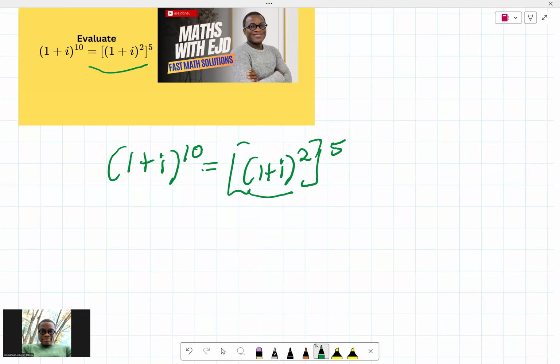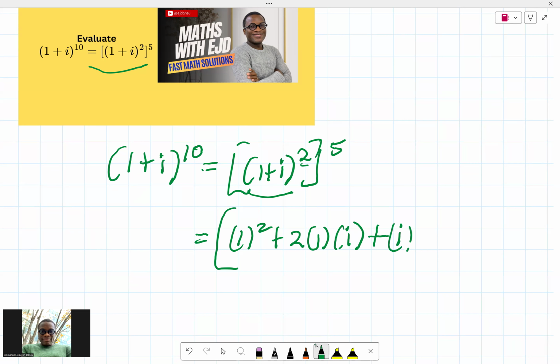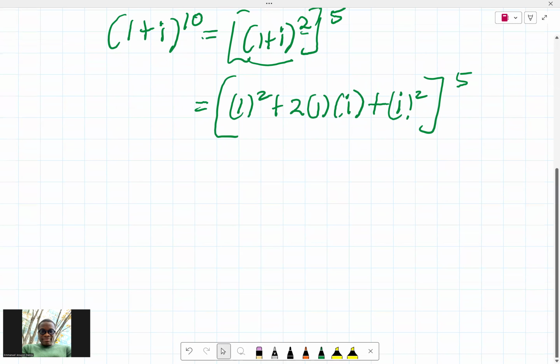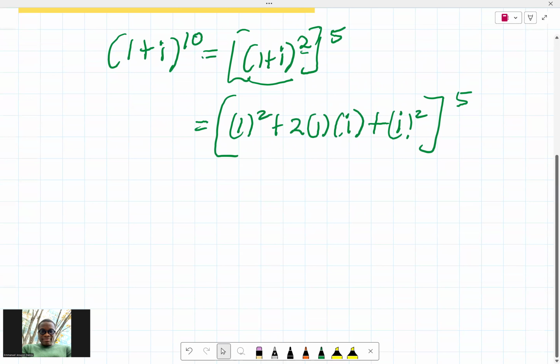This is the square of a sum. If you remember what that is like, we take the first number and square it, then the power 2 comes down and multiplies the first number and the second number. The first number is 1, the second number is i. So we have 1 squared plus 2 times 1 times i plus i itself raised to power 2, all of this now raised to power 5. Okay, that's what that idea is. And then we go ahead and try to tidy that up.